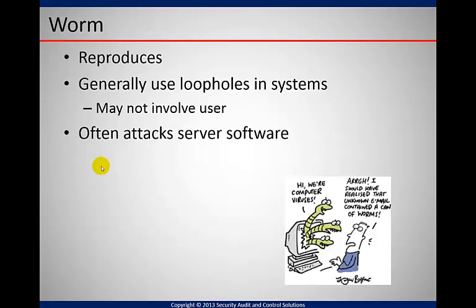The objective of a worm is to reproduce, nothing more. However, it uses loopholes in a system, and although it is said to often attack server software, it will use those weaknesses and overload the server environment, such as your mail server.